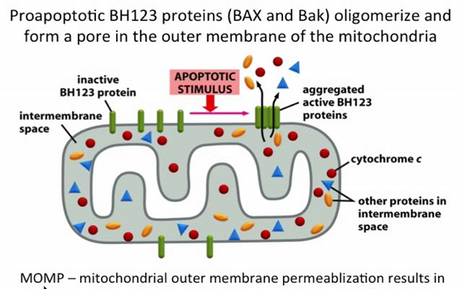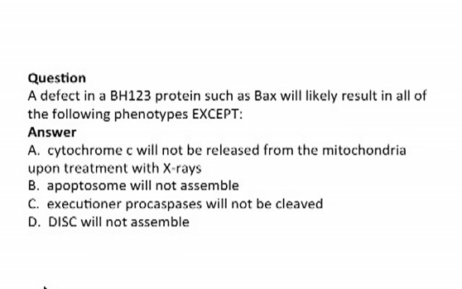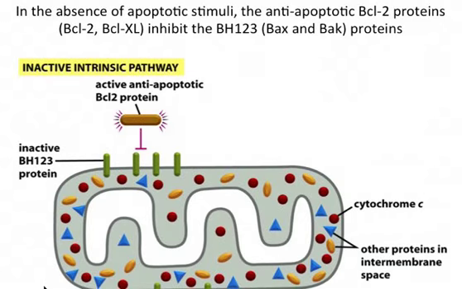And then there are the anti-apoptotic BCL2 proteins that inhibit the BH123 proteins. And then there are the BH3-only proteins that induce apoptosis. So let's go back for a minute.